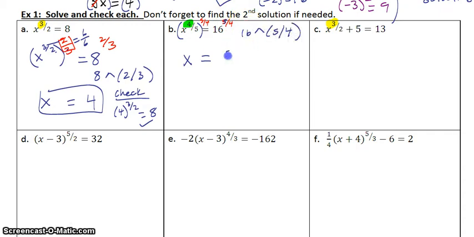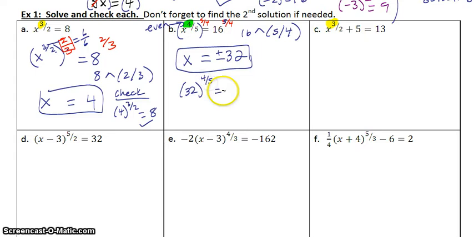So I end up with 32, and here's what you need to know. Because it's an even number on top of that fraction, I have to put that plus or minus in for my answer. And see, the thing is, if I did 32 to the 4/5 power, it should equal 16. You can try it in your calculator if you want to quick.